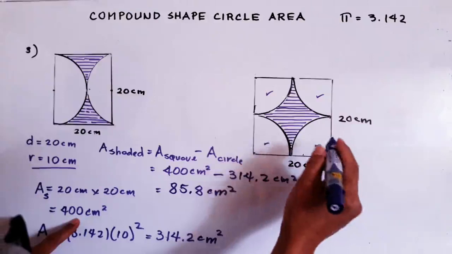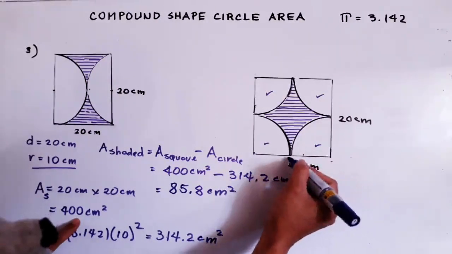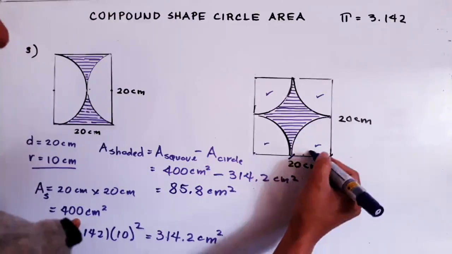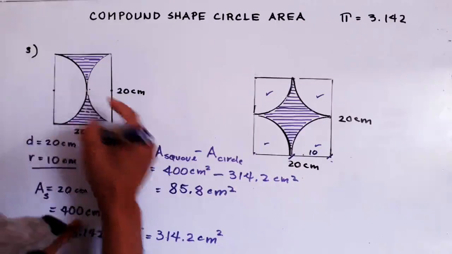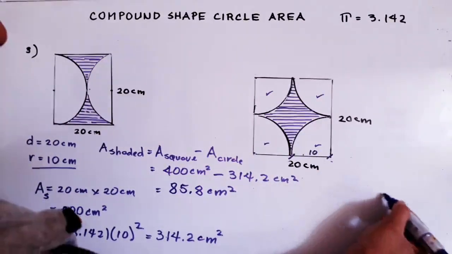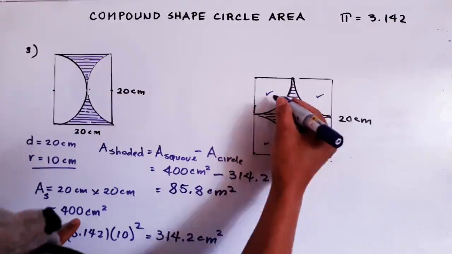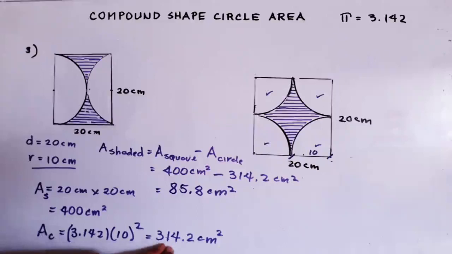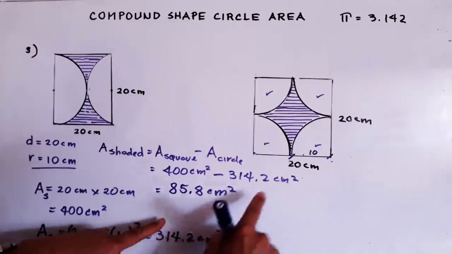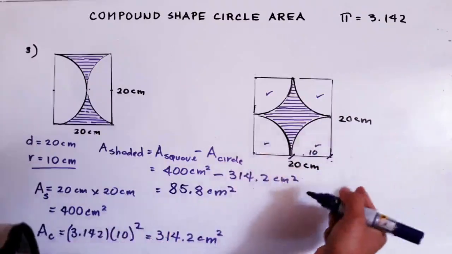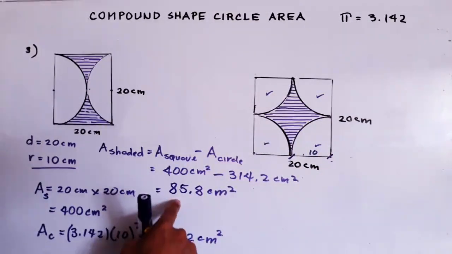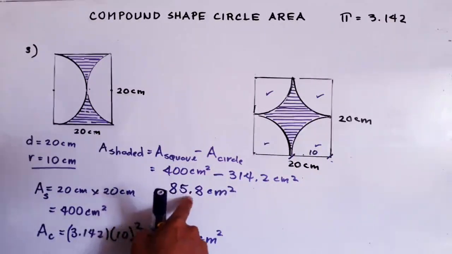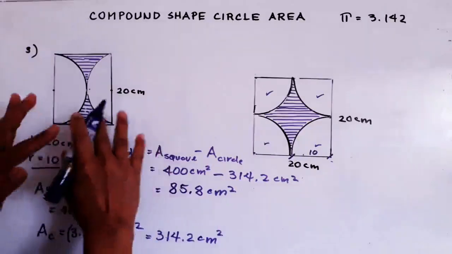And what is the area of that one circle? Let's have the radius of this one. The radius is from here up to here, which is half of 20, which is also 10, just like here, it's 10. So we have a full circle because we are going to combine the 4 quarter circles into one, and the area of that circle is also 314.2. We're just going to subtract that one from the area of our square, and we have also the same area of the shaded portion, which is 85.8 cm squared. So they are the same.